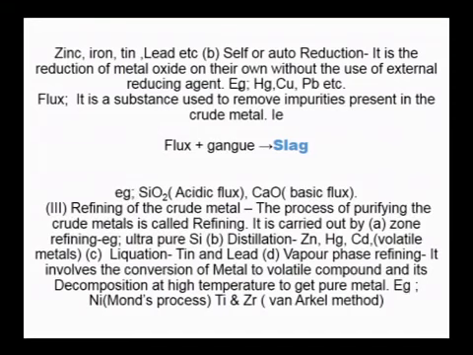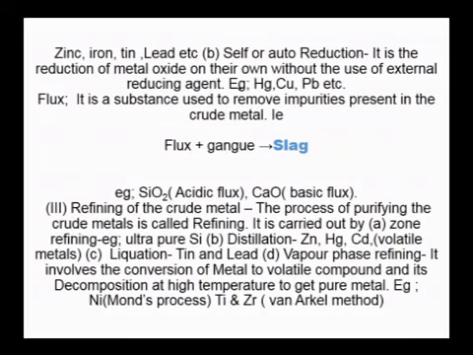The first one is zone refining. For example, ultra pure silicon and germanium are obtained by this method. The second one is distillation. In this method, zinc, mercury and cadmium are obtained in pure state because these are all volatile metals. The next one is liquefaction. In this method, tin and lead are obtained in pure form.